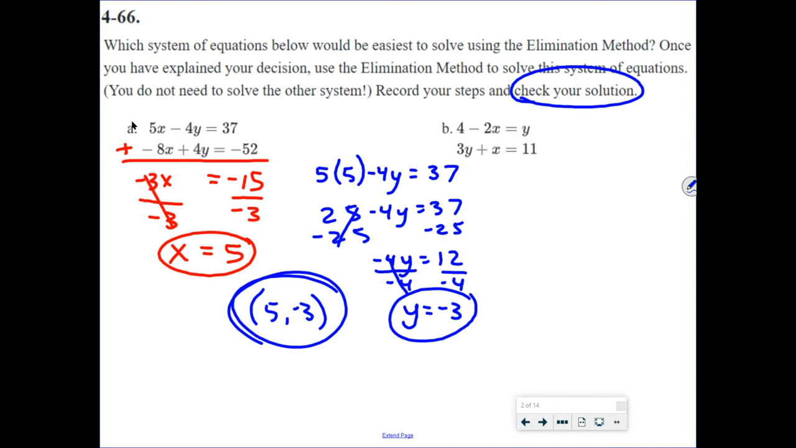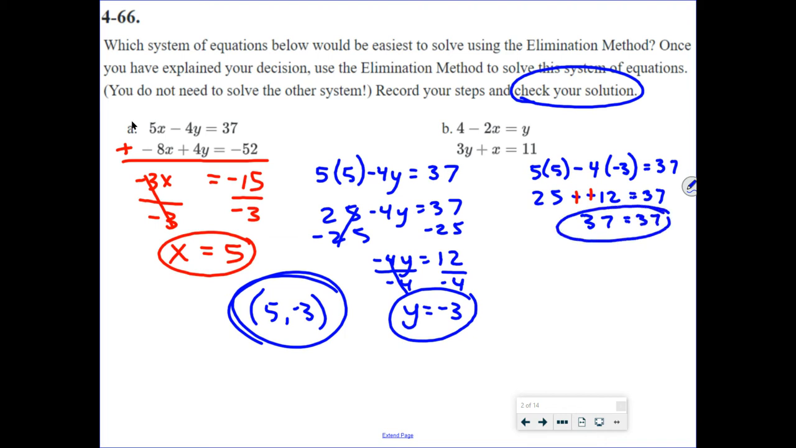So I'm going to plug them in. Okay, 5 times 5 minus 4 times negative 3 should equal 37. Let's see if that's right. 25 minus negative 3 would be negative 12 equals 37. Oh, and that becomes plus positive, which would give me 37 equals 37. So that one's correct. And I got to plug it into both of them.